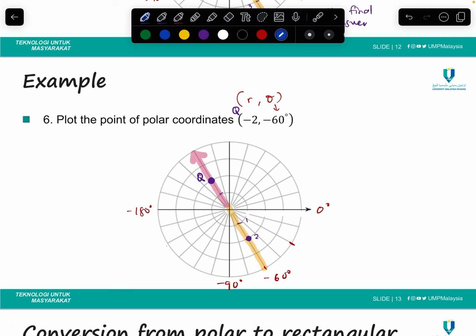So let's fill in all the angles, we want to know what angle is here. If you label like this, you know that (-2, -60) can also be represented by (2, 120) degrees.